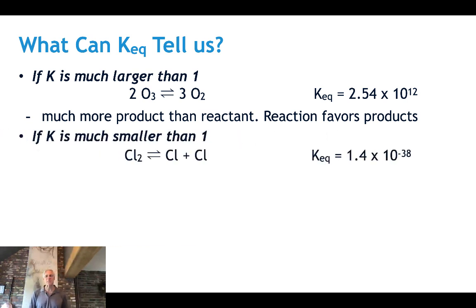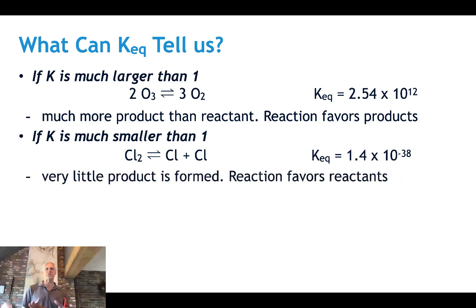If you have a K that's much smaller than 1, and when we say much smaller than 1, what we mean is generally less than 1/1000th, 10 to the minus 3, smaller than that. What that means is that at equilibrium, you still have most of your reactants left over and only a very small amount of product has been formed. For these types of reactions, we say that the reaction favors the reactants. It means that this reaction really does not like to happen.